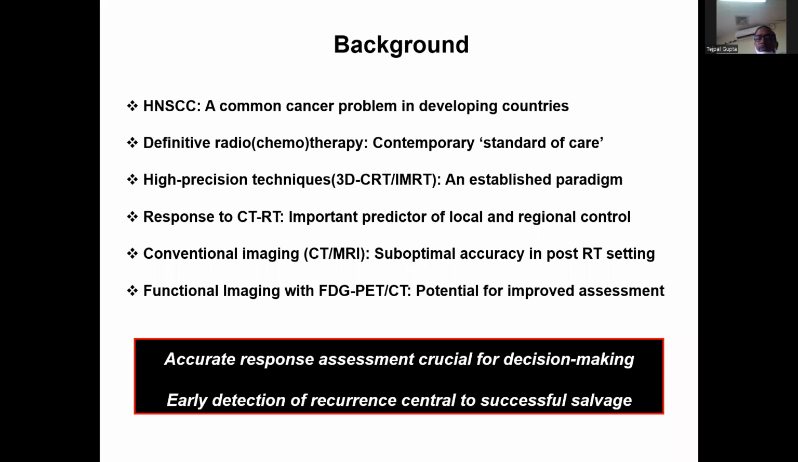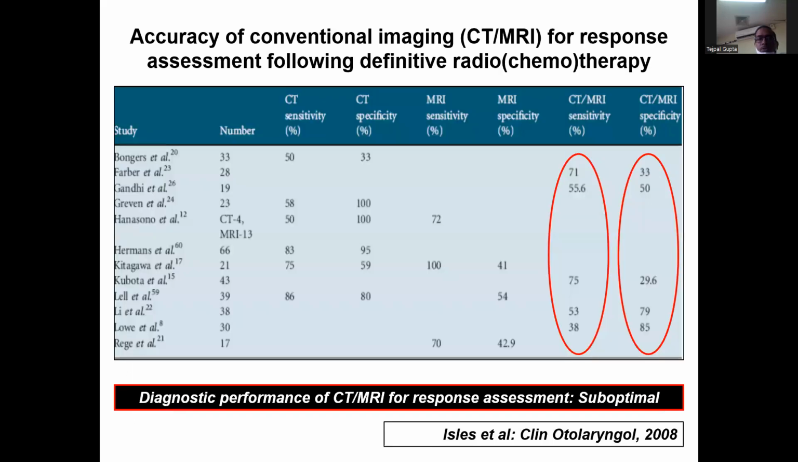Response to definitive radiochemotherapy is an important predictor of local and regional control. And we realize that conventional imaging such as CT scan or MRI have suboptimal accuracy in the post-RT setting. And functional imaging with FDG PET-CT has the potential for improved assessment. Accurate response assessment is crucial for decision making, as early detection of residual or recurrent disease is central to successful surgical salvage in head and neck squamous cell carcinoma.